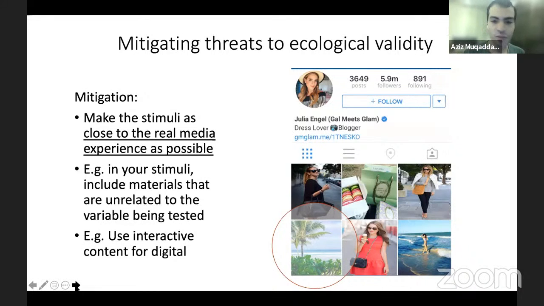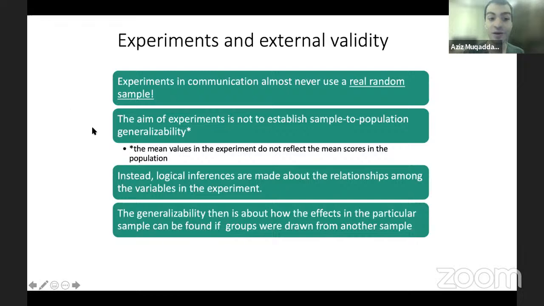And that's something, by the way, speaking of which, for your final project. If you're proposing any experiments, make sure that at least the materials you try or the things you show, or the setting you're suggesting, are as close as possible to the real life experience, okay? So that's about ecological validity. Those are considered the challenges.